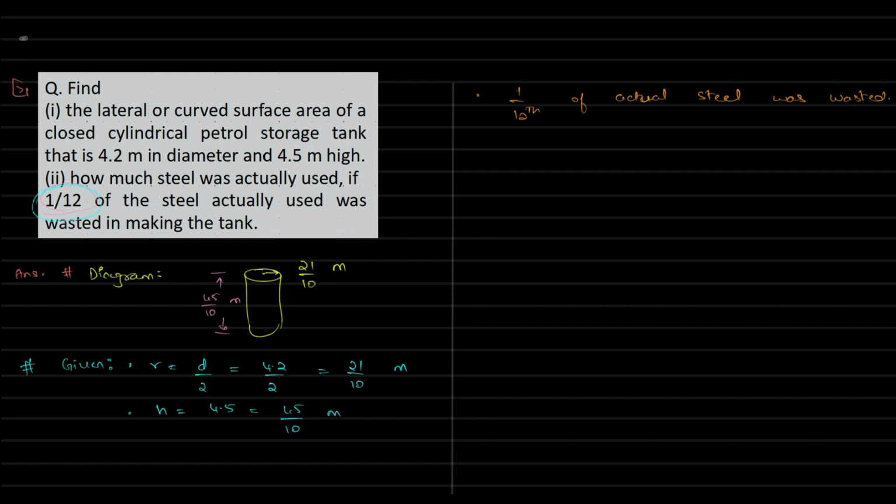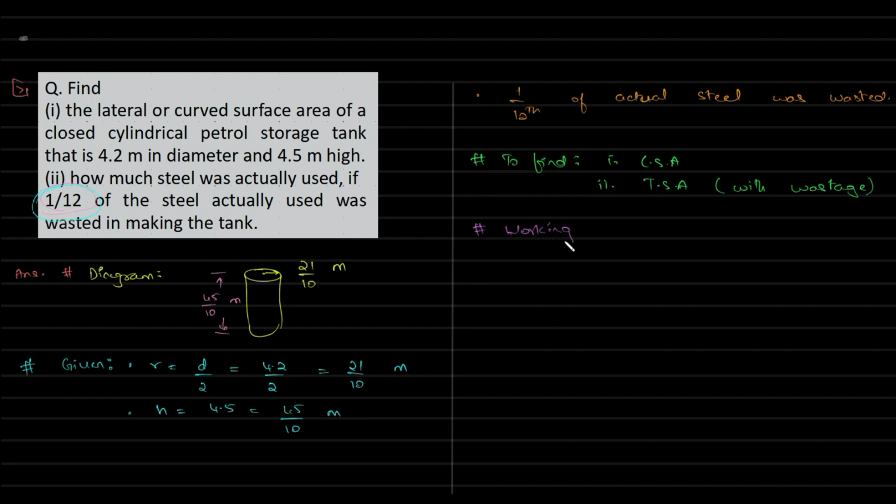Now remember this is a closed cylinder. Let's write down what they want us to find. First is the curved surface area, and in the second one, it's a closed thing, so we need to find the total surface area and then the wastage. Wastage is what they're asking us to find. Mentioning this is important so that we don't forget.